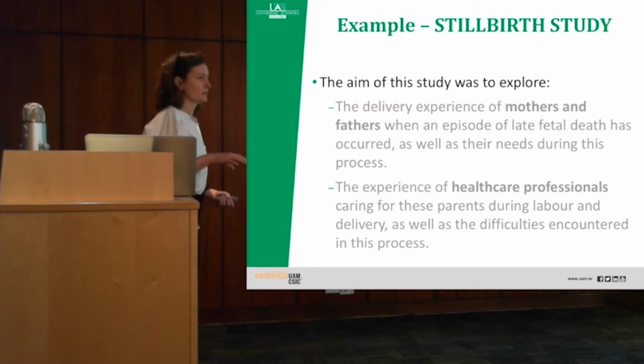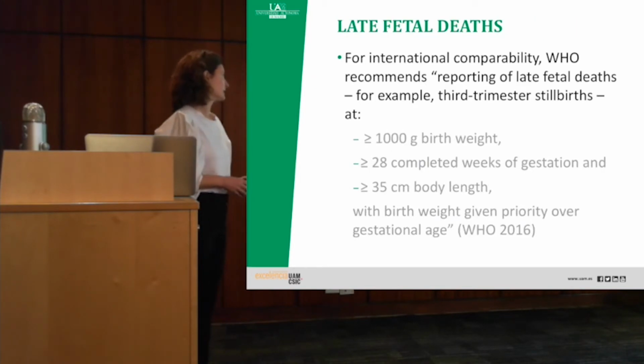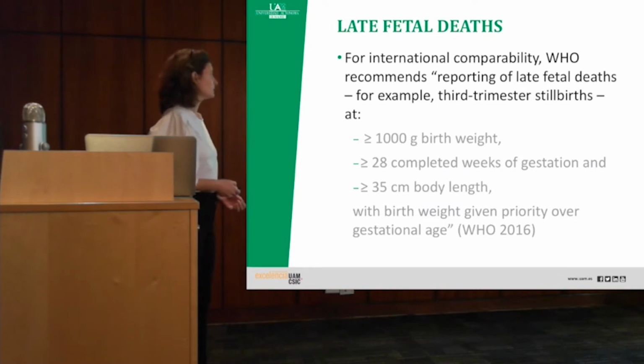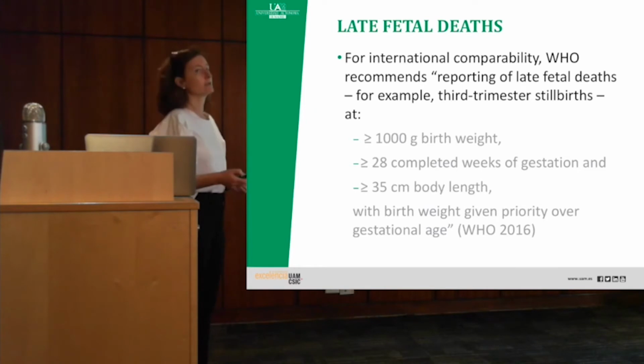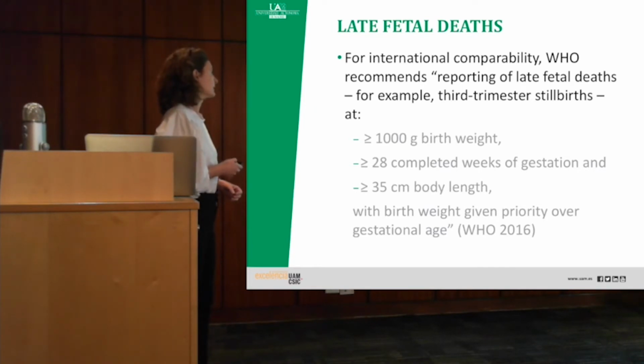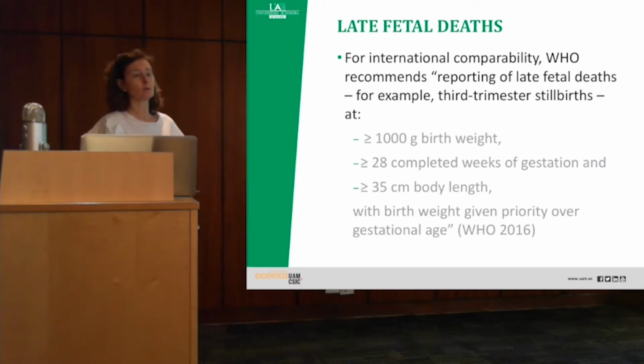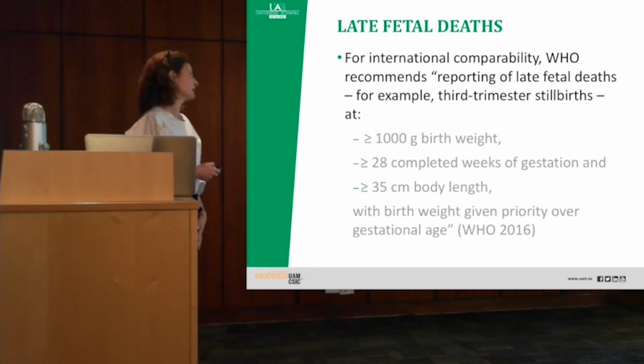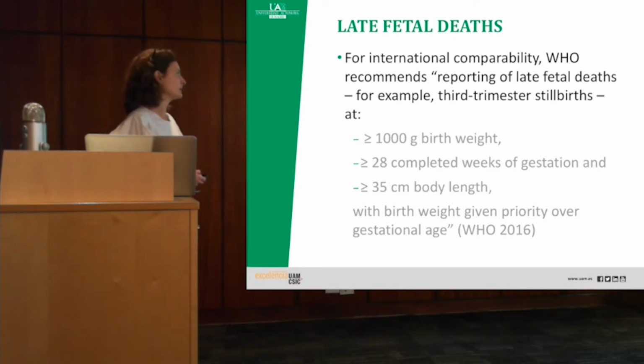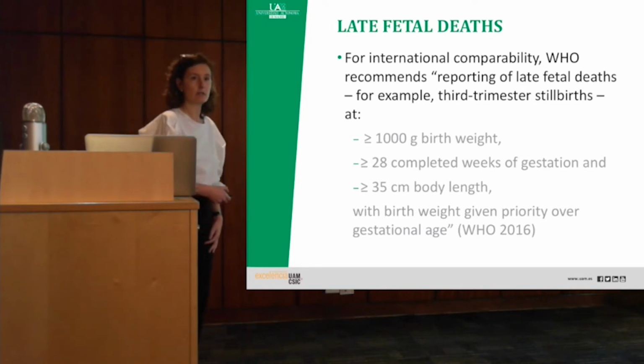But I want to bring some concepts here to explain. Because there are a lot of definitions about late fetal deaths, but we are going to attach to what the World Health Organization recommends. They recommend reporting of late fetal deaths, for example, third trimester stillbirths, at more than 1,000 grams birth weight, more than 28 completed weeks of gestation, and more than 35 centimeters of body length. And they give priority to birth weight over gestational age. Okay? This is the recommendation of the World Health Organization in 2016.